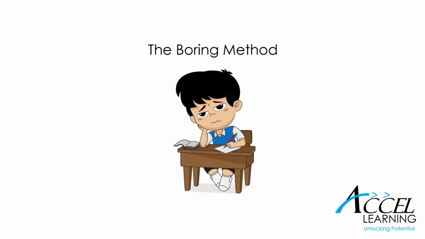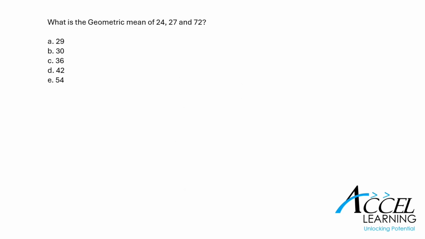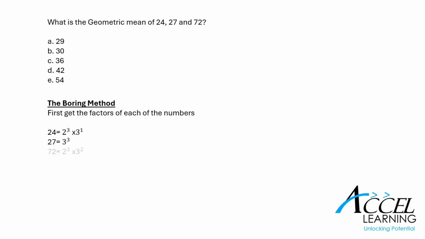Let's see how most people solve this kind of problem. The boring method. Here's the same question. Pause the video now to see if you want to solve it first before we do. So, here's the standard method. First, get the factors of each of the numbers. 24 is 2 cubed times 3. 27 is 3 cubed. 72 is 2 cubed times 3 squared.